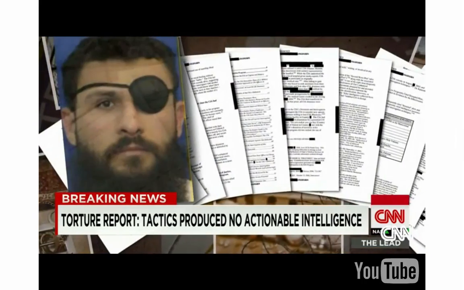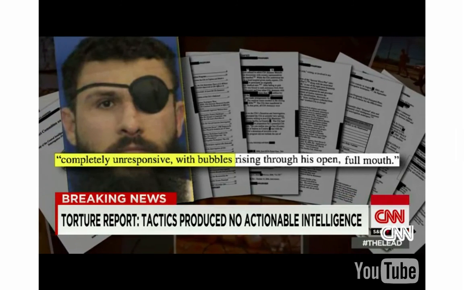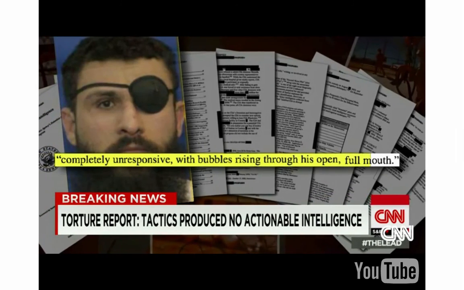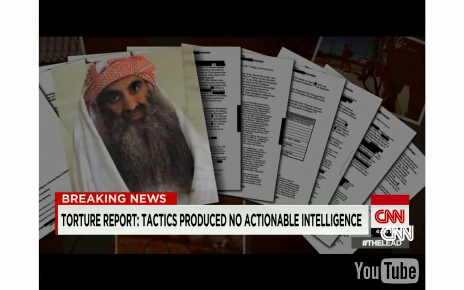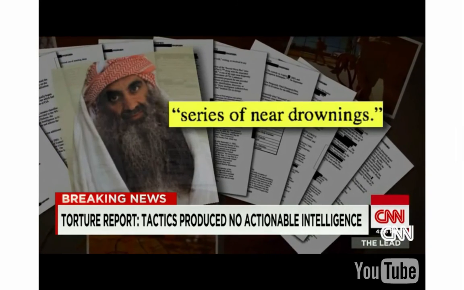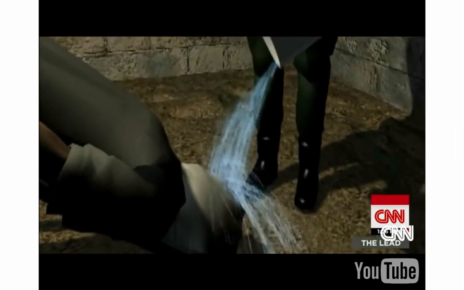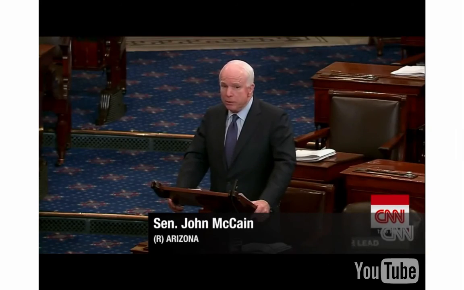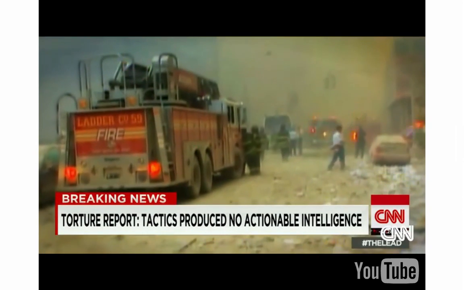Abu Zubaydah, repeatedly waterboarded, became completely unresponsive, with bubbles rising through his open, full mouth. Internal CIA records called Khalid Sheikh Mohammed's waterboarding 183 times a series of near drownings. Torture that wasn't even effective, according to the report. It produced little useful intelligence to help us track down the perpetrators of 9/11 or prevent new attacks and atrocities.